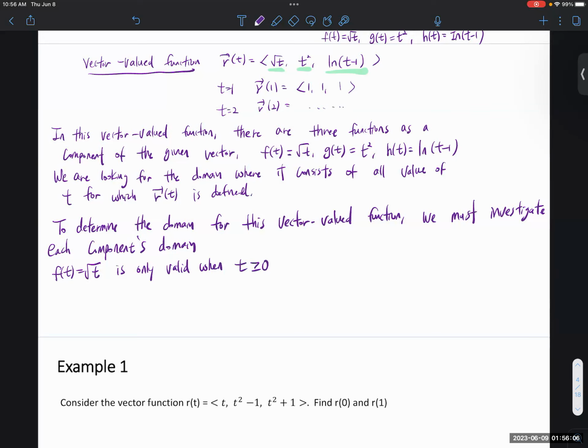So you can keep observing the structure of the vector valued function. Does it make sense? I'm going to keep practicing so that you can feel, oh, this is a vector valued function. Let's take a look at the next example. I'm going to change the color. Here we go.